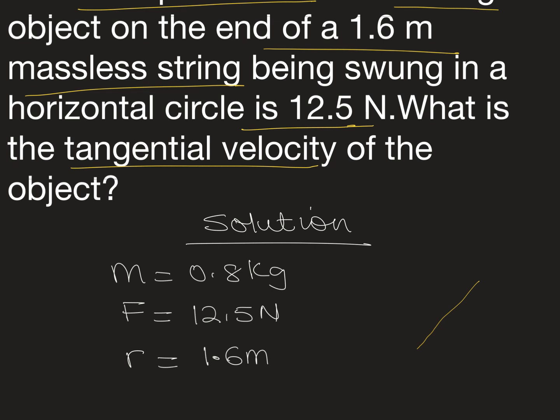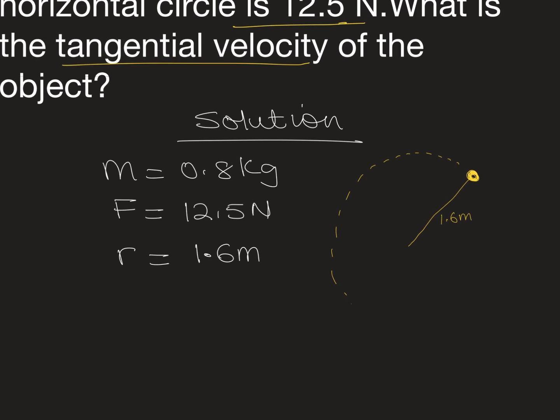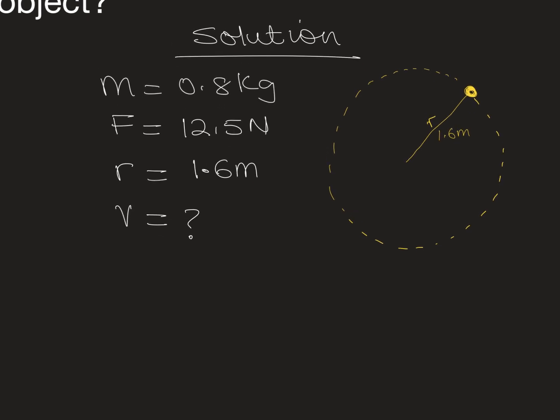If you have a string of length 1.6 meters and a ball is attached to it, or any object, and this object is to go in circular motion, you realize that the length of the string is actually the radius of the circle, right? So we want to find the tangential velocity, otherwise known as the linear velocity.